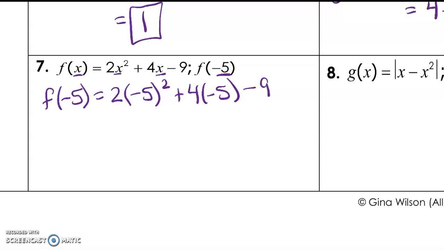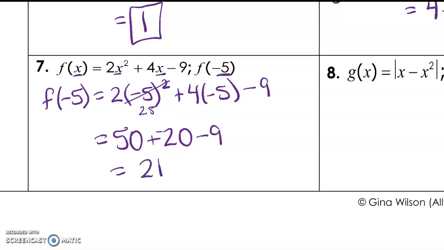So this says we need to do negative 5 squared, which is positive 25, then multiply it by 2. You're not squaring negative 10. You are squaring negative 5 and then multiplying by 2. So our first number changes to 50 minus 20, or if you want to put plus negative 20, that's fine, and then minus 9. That ends up being 21 for our final answer.